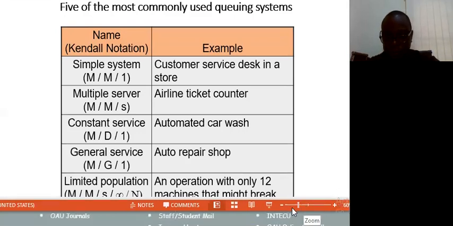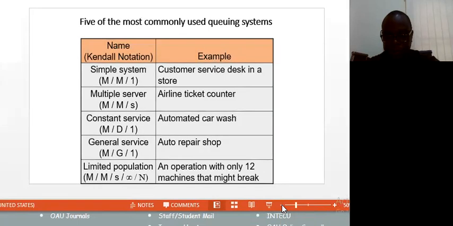Okay. Let me reduce this a little. Okay. I think you can see clearly here.